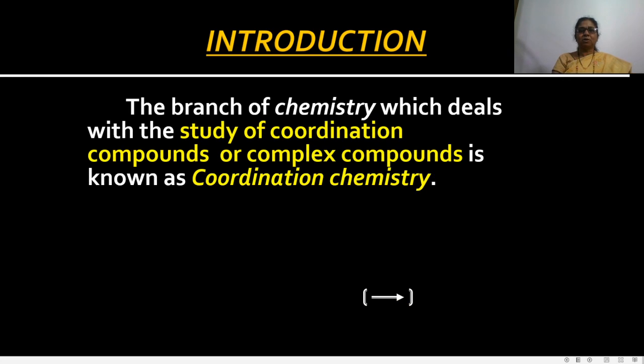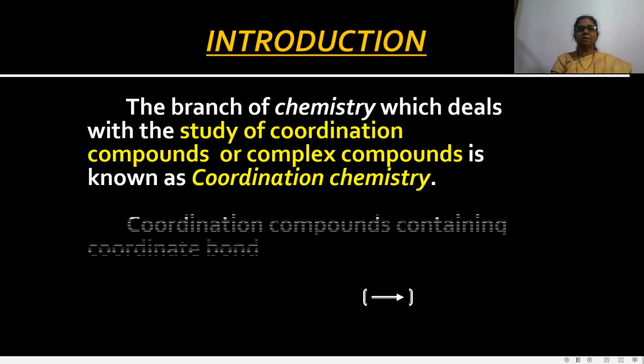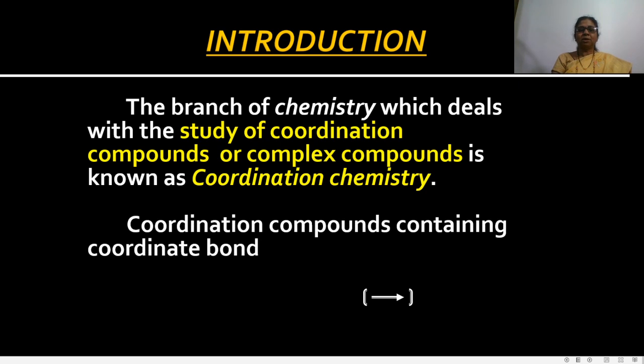First is the introduction. We know what coordination chemistry is. The branch of chemistry which deals with the study of coordination compounds or complex compounds is known as coordination chemistry. Coordination compounds contain a coordinate bond, which is formed by donating electron pairs towards an electron deficient species, and this bond is denoted by an arrow.